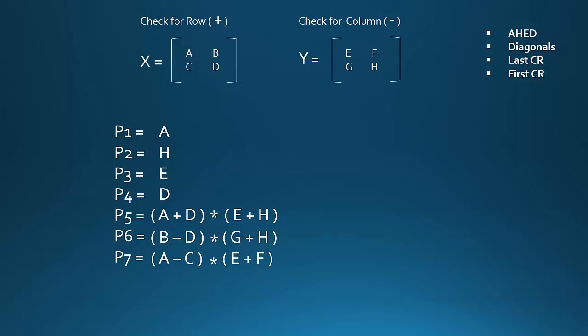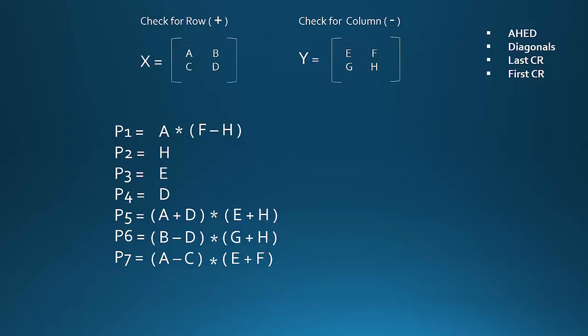Now consider P1. In P1 we have A. In other matrices, the corresponding element of A is E. Since we are in Y, we have to check for columns, and the opposite column is FH. Since it is a column, we will write F minus H.